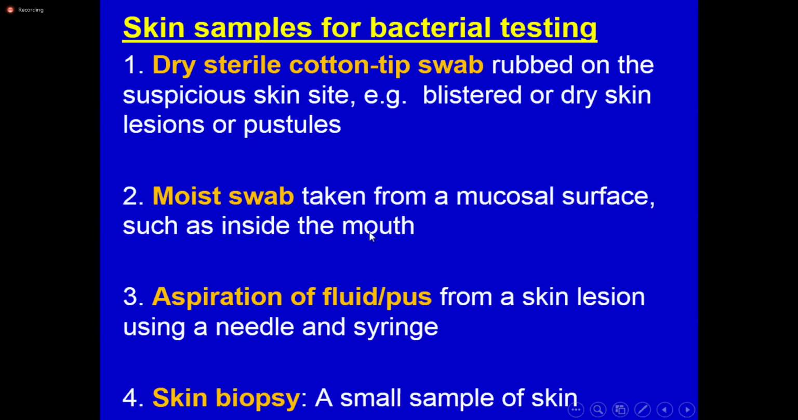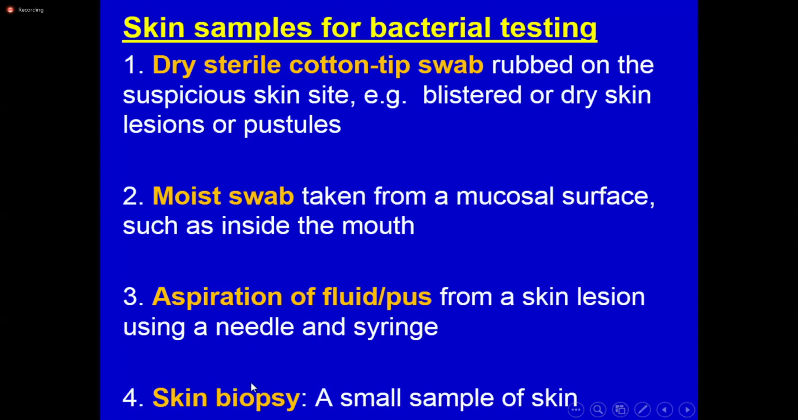So if you want to take from the skin, you take a dry sterile cotton swab. If you take from the mouth or mucous membrane, from the nose for example, you use a moist swab. Sometimes we use aspiration of fluid or pus. If you have a lesion with pus, you do aspiration. Aspiration can be done with a syringe from a skin lesion using needle and syringe.